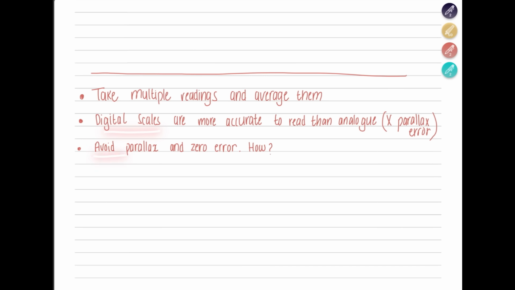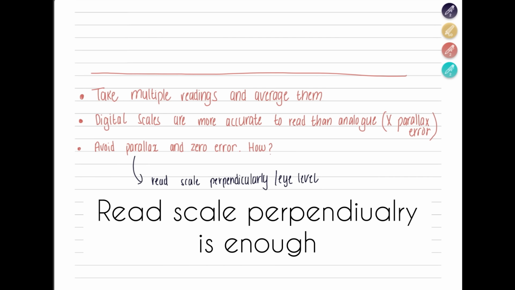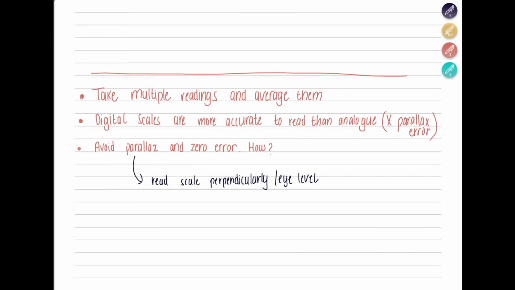Next, avoid parallax error and zero error. How? Always mention how. So when you're avoiding parallax error, read the scale perpendicularly or at eye level. Read the scale perpendicularly or at eye level. And for zero error, make sure that the first reading, the initial reading, is 0. For example, if you're using a digital balance, make sure that the mass is 0 when you have nothing on the balance.